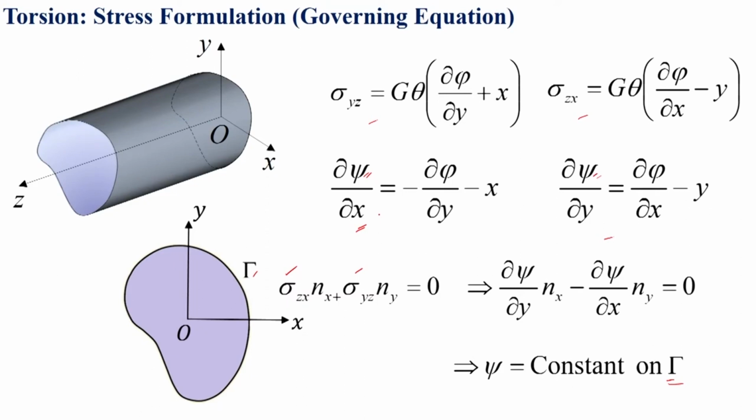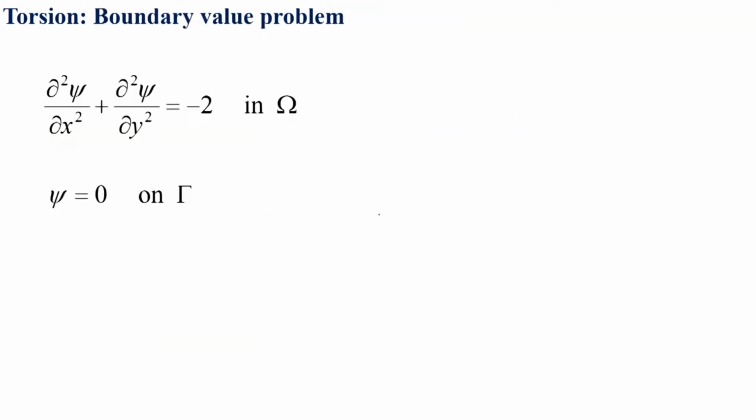And if that is so, we can straight away write the boundary value problem for torsion as this. This is the governing equation in omega, and this is psi is equal to 0. Whether you put it 0 or any other constant, your stress is going to be the same. So these are the natural boundary conditions we have. This will automatically come in the weak form, and then we have to impose the essential boundary conditions once we have the global equation, right?